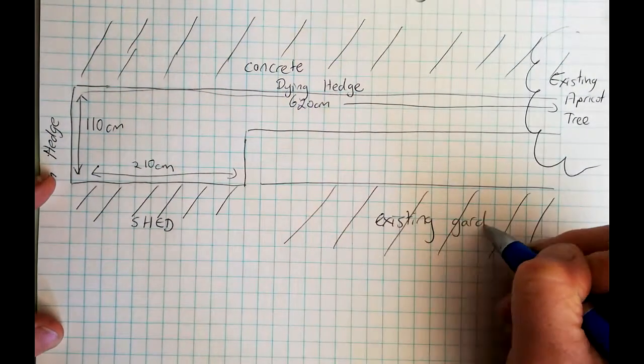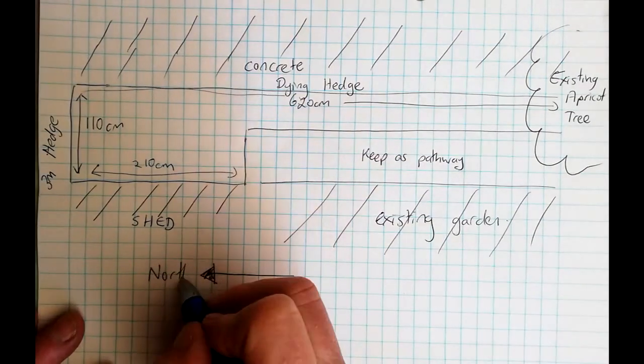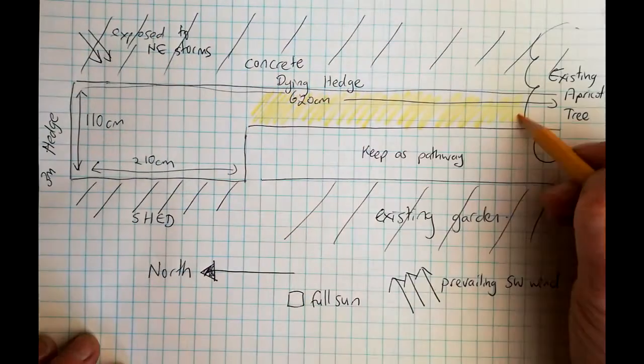I've also put in my existing veggie garden to remind me that I don't want to shade it, and the bit that I need to keep as a pathway so I can get down there. Once you've got all those features in, put in where north is. That tells you where the sun's going to come from and the prevailing winds. I've also put in where the storms come from.